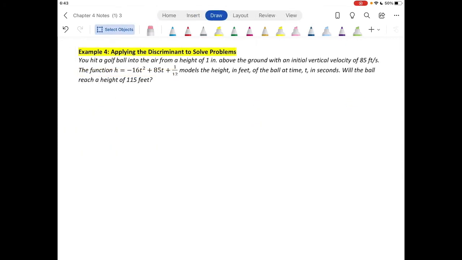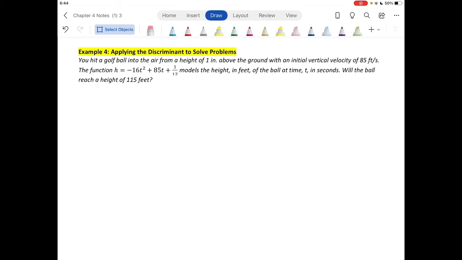Now we can use a discriminant to solve problems. Let's say that you hit a golf ball in the air from a height of 1 inch above the ground with an initial vertical velocity of 85 feet per second. The function is given here, and it models the height in feet of the ball at time t in seconds. Will the ball reach a height of 115 feet?